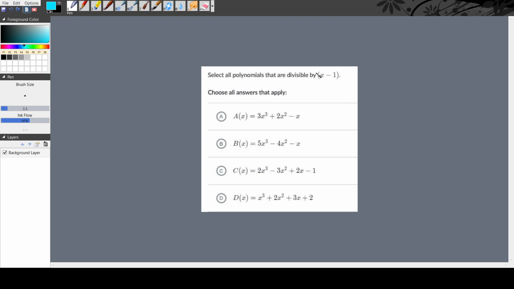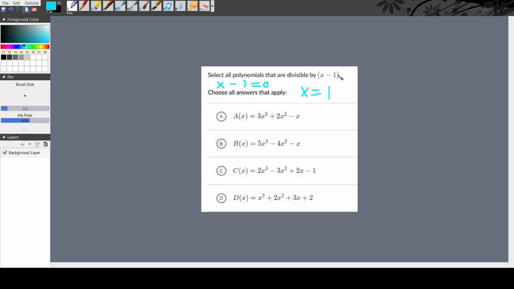Basically what that means is, we are given this equation here that we have to divide, and it says x minus 1. For it to be 0 means that this whole x minus 1 value has to be 0. So x minus 1 equal to 0. So what is x? Add 1 on both sides, we get x equal to 1.